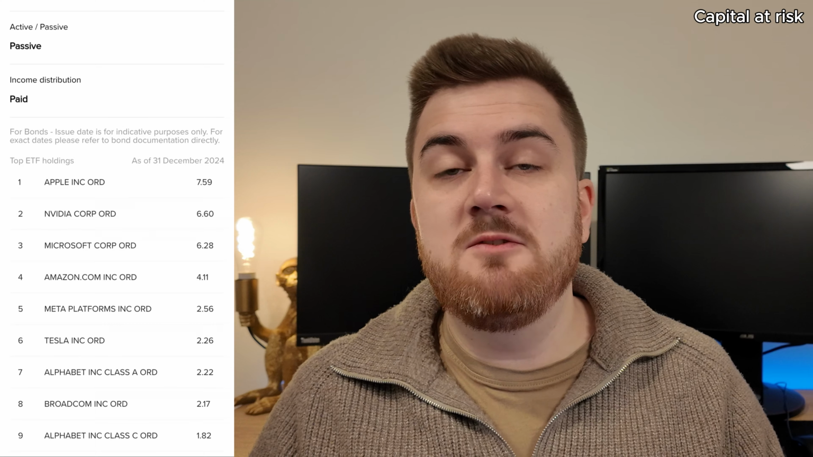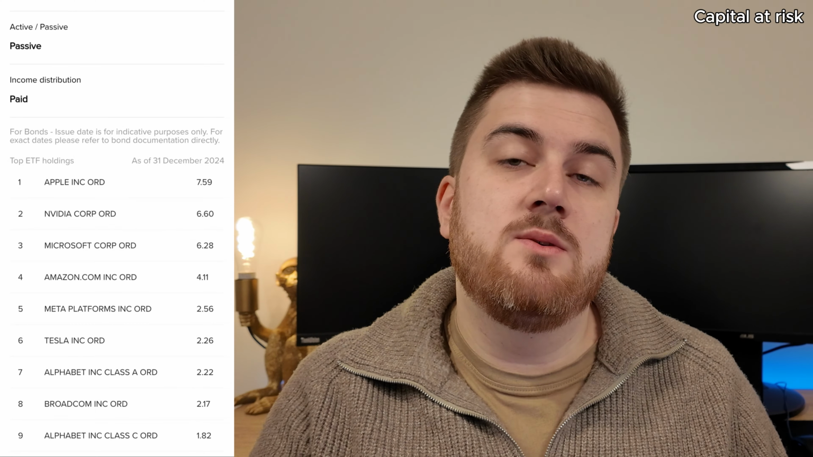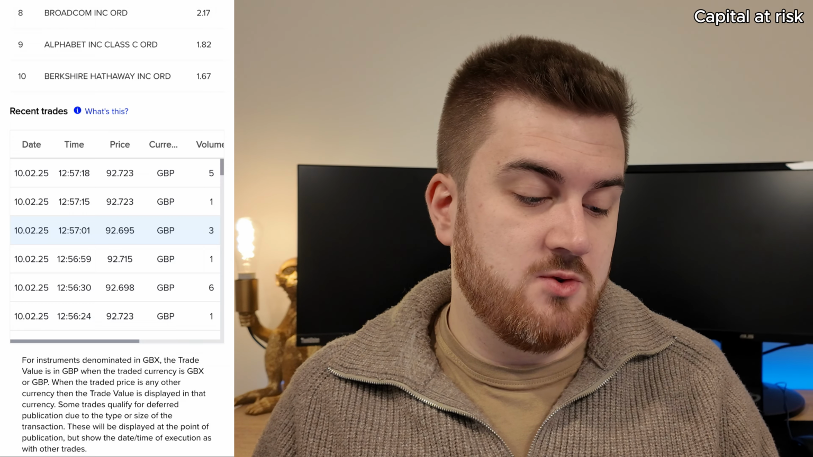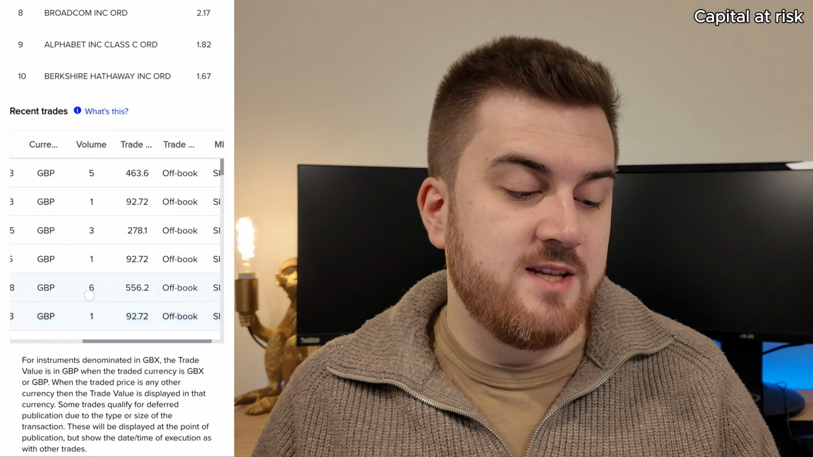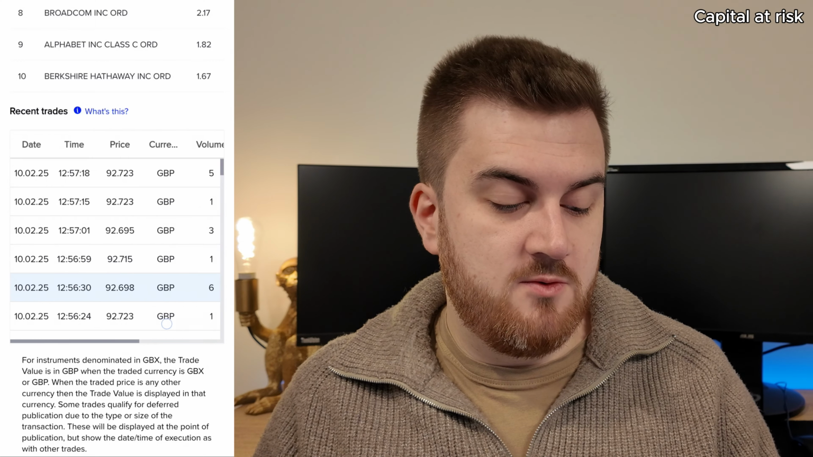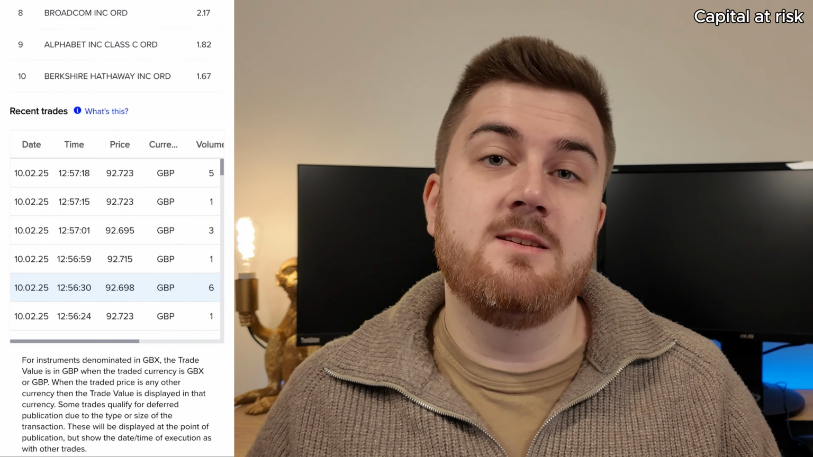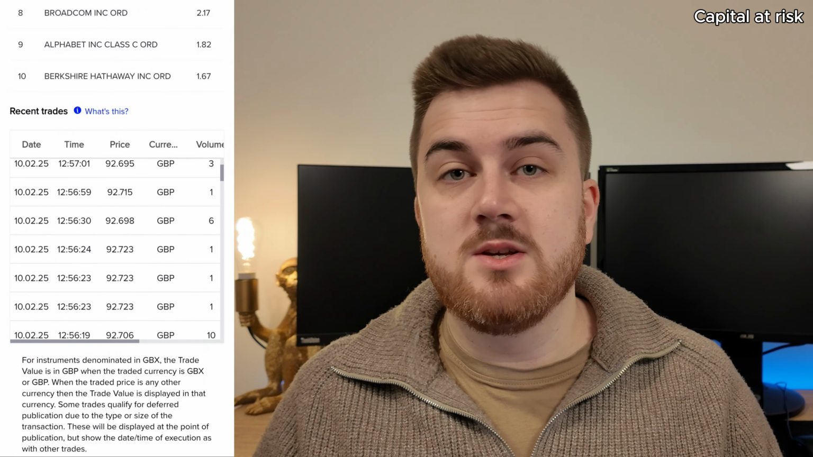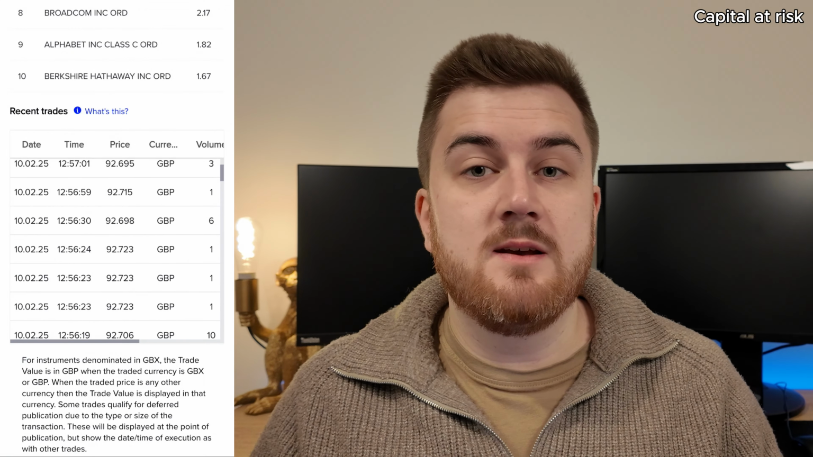So just keep in mind, whichever website you're looking at, have a look at when the holdings were last updated. And then the last thing that's interesting to see on this website is recent trades. So you can see all the recent trades that have gone through for the Vanguard S&P 500. And as you can see, this is a ridiculously popular ETF. It's like every minute there are so many trades going through, whereas other ETFs and shares might only trade a few times an hour.